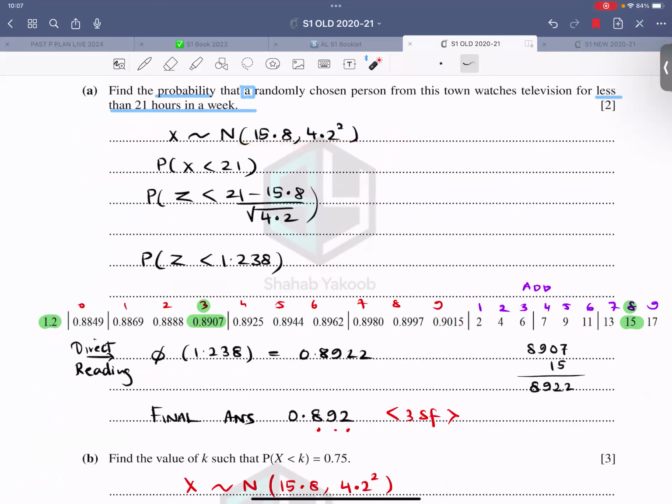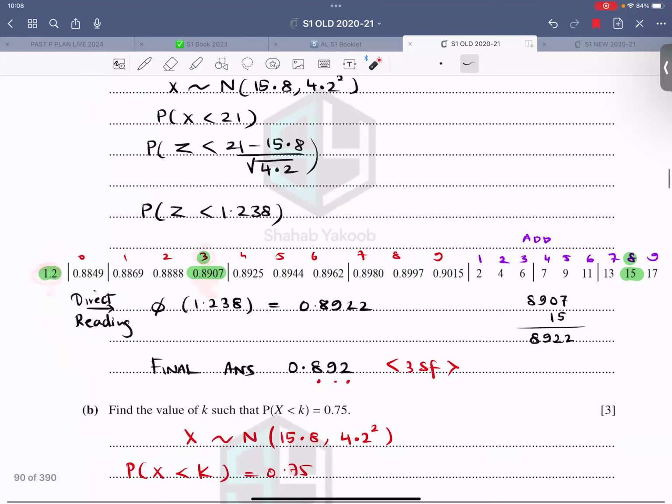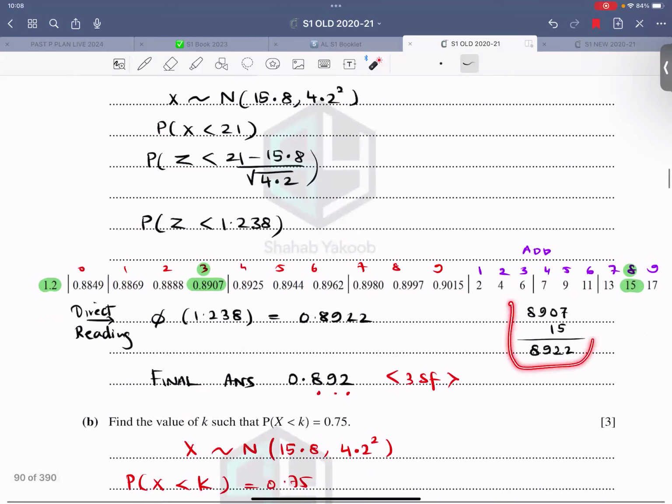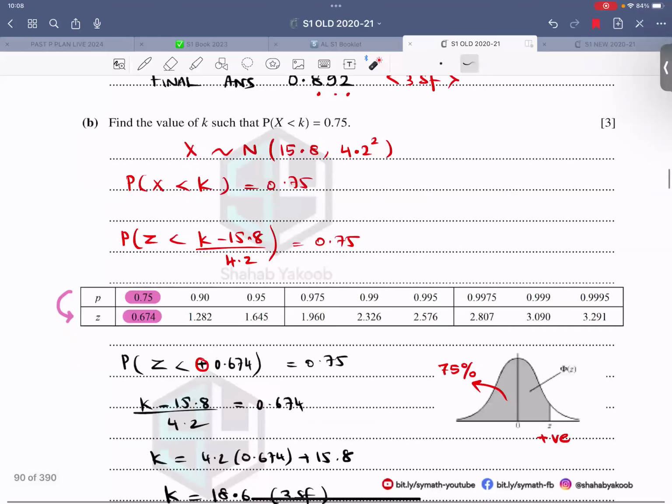The distribution, the original inequality, the standardization, the standardized value, correct to 3 dp, because that is the limitation of the normal distribution table. Then we go to 1.2, 1.23, write down this value. A lot of people have difficulty with this. So I have written it over here, 8907 without the decimal. And then the third dp, that is 8. So add column 8, 15, simply add, and then write a decimal place over here. That's how I have taught in my classes. Final answer, 3SF.